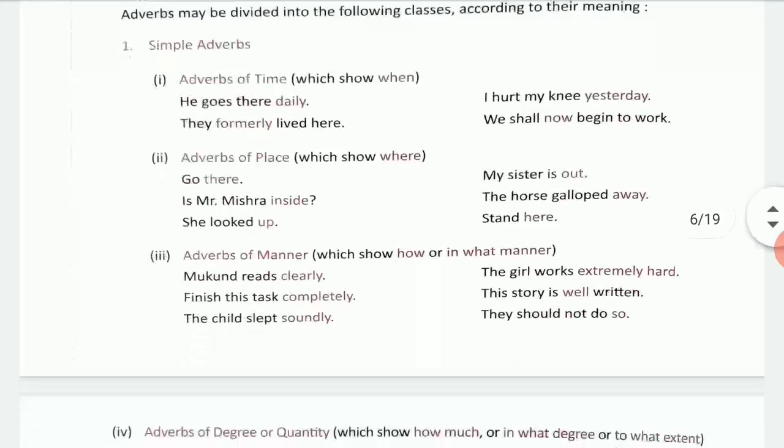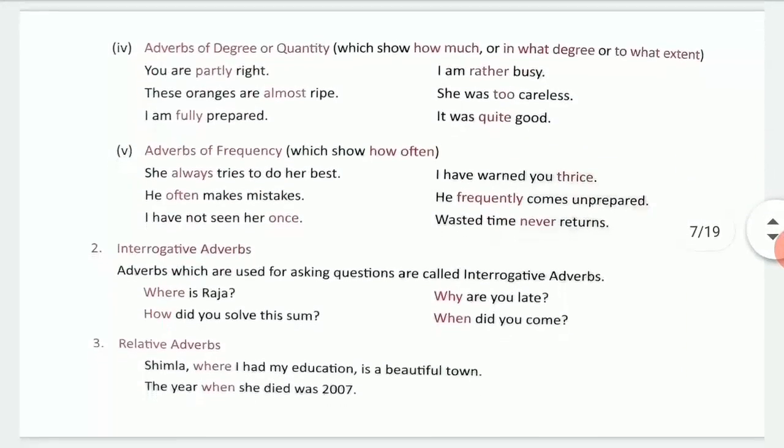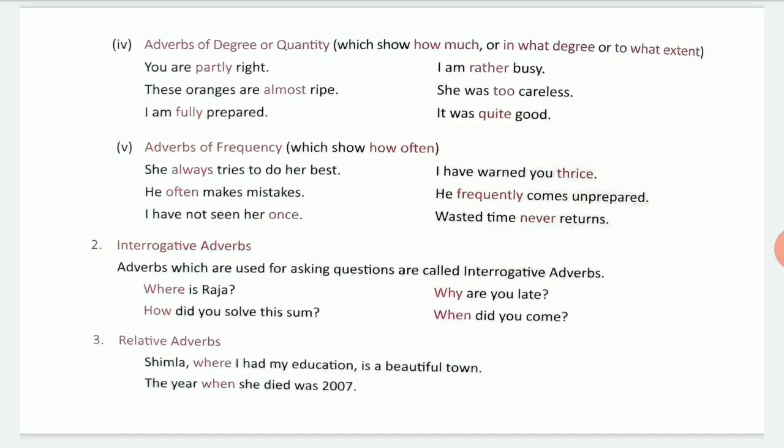The next kind of simple adverb is adverbs of degree or quantity. An adverb that shows how much or in what degree or to what extent is called an adverb of degree or quantity, right? Like for example, you are partly right. How much? Partly. These oranges are almost ripe. How much? Almost. It was quite good. How much? Quite. Or to what extent? It was quite good.